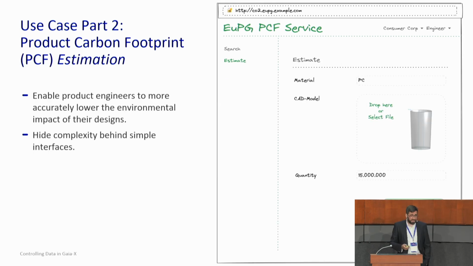But things can get a bit more complicated, and this is where the second part of my use case comes in. It's about estimating, right? And there, we want to allow an engineer to have a simple interface where he can input his design. In this case here, he selects the material, he uploads a 3D model of his design with probably some manufacturer information attached. He says what quantity he wants, and then requests an estimation.